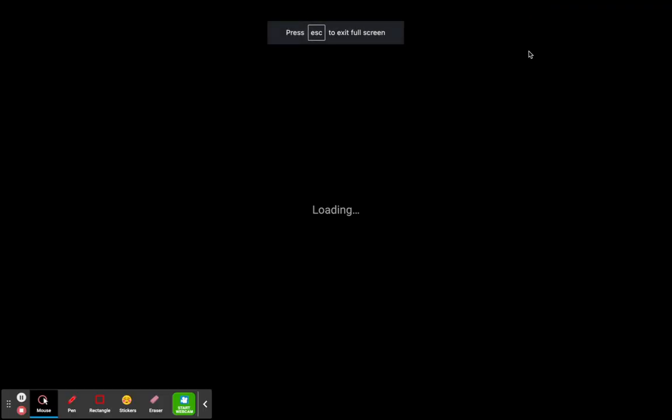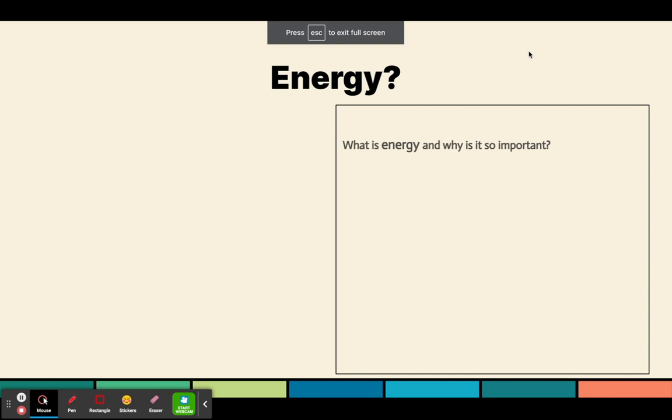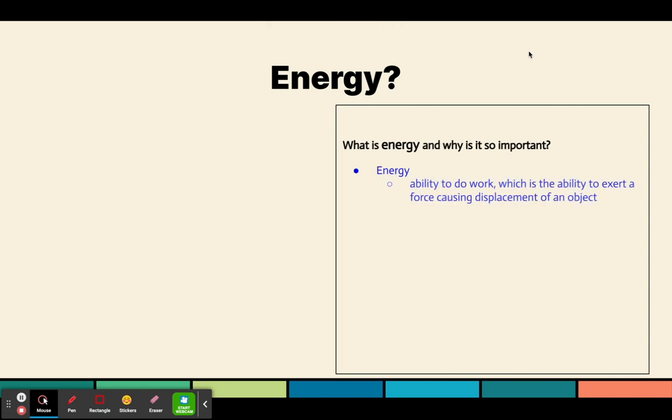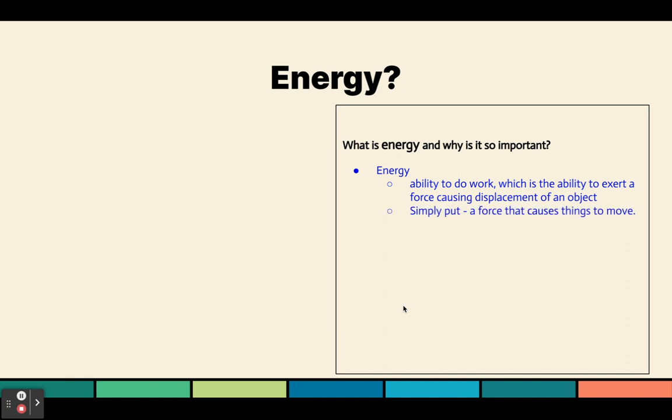And so, before we look at the fossil fuels, we have to understand what energy is. Now, energy is just the ability to do work, the ability to exert a force, some sort of force that can move something. I mean, essentially, energy is just a force that can move stuff, right?